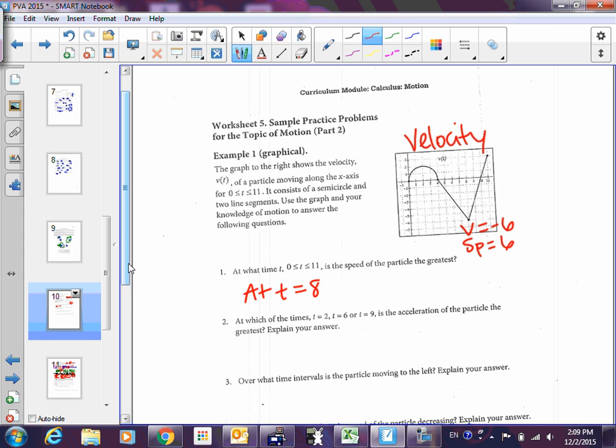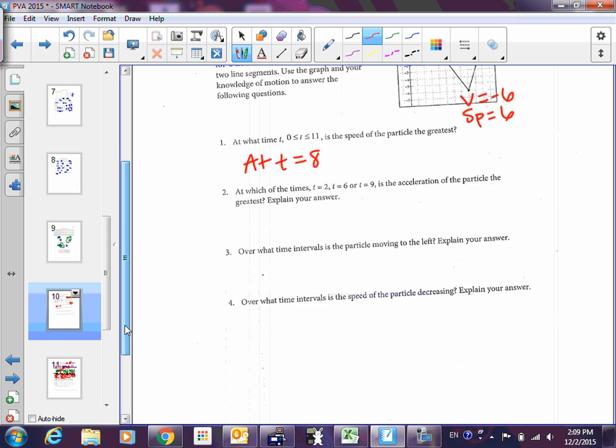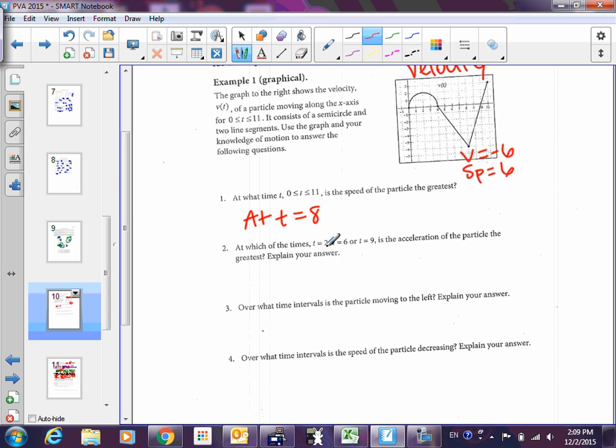Okay, what about 2? At which of the times 2, 6, or 9 is the acceleration the greatest? Now what are we looking at on the graph? The slope. So which one? If you put the points in, I think it makes it a little bit easier. At t equals 9.